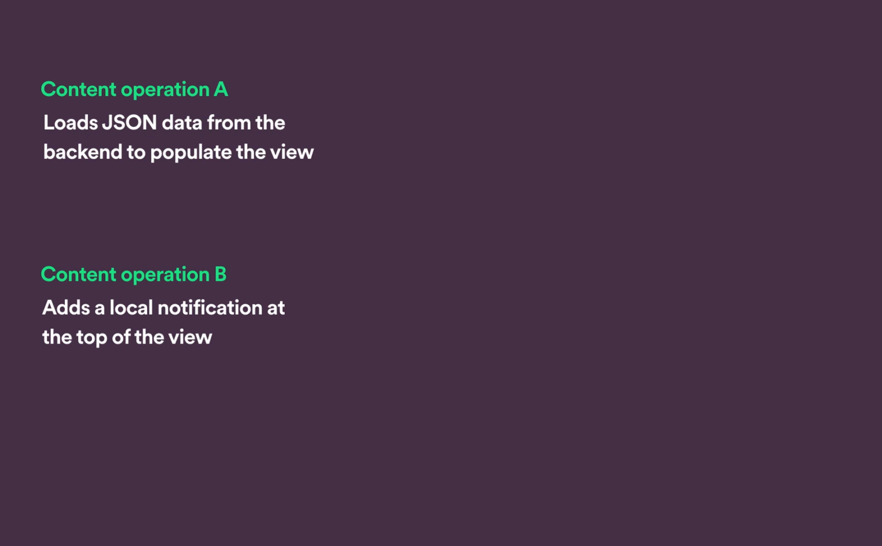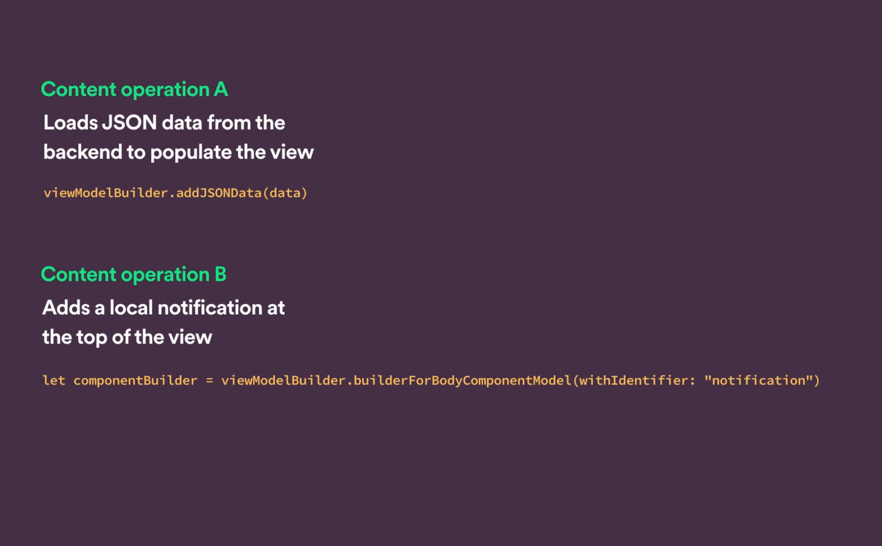The first one, which loads the backend data and just adds it to the builder, does so using a simple one-line API call on the view model builder, which is just add JSON data, and it passes the NSData that it downloaded from the backend. Content operation B does the things that it needs to do completely natively in code. So what it will do is create a component builder from the view model builder with a unique identifier. In this case, we use the identifier notification.